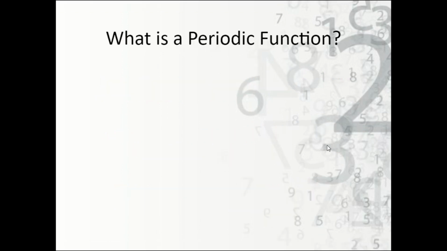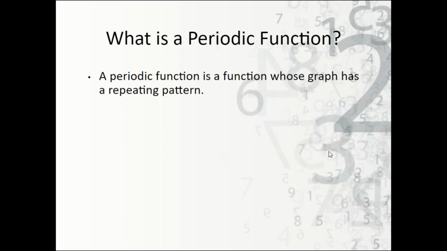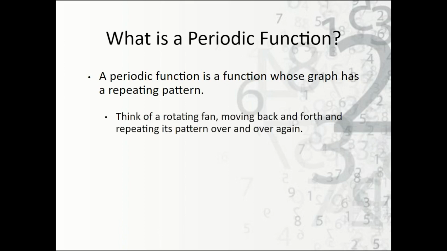Now, what is a periodic function? A periodic function is a function whose graph has a repeating pattern, so it's constantly just starting over again. So think of a rotating fan. Those oscillating fans, they go all the way to the left, then they stop and come all the way back to the right, then go all the way back to the left, and they just keep doing the same pattern over and over again.